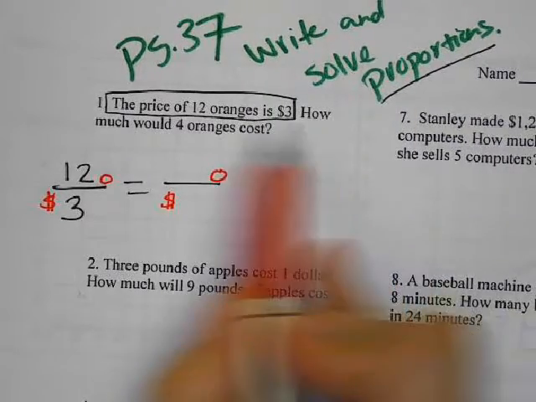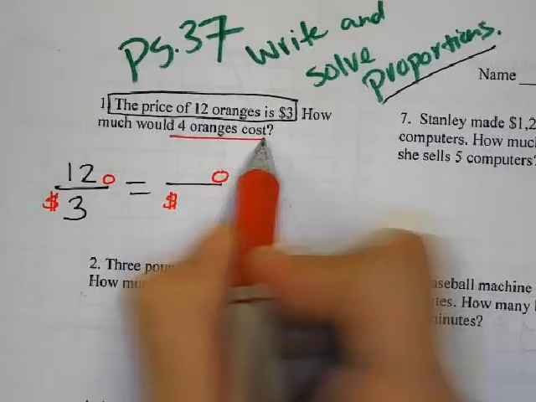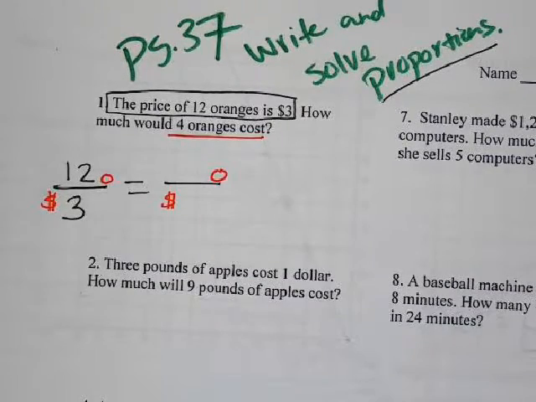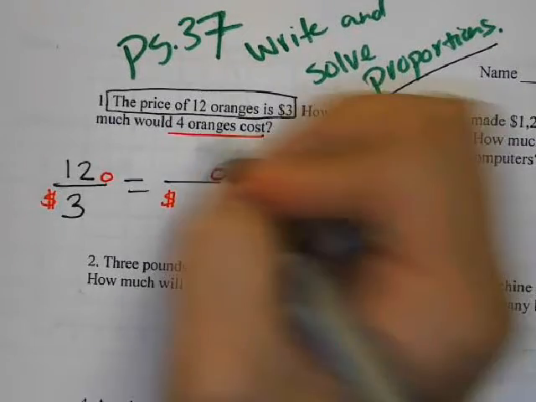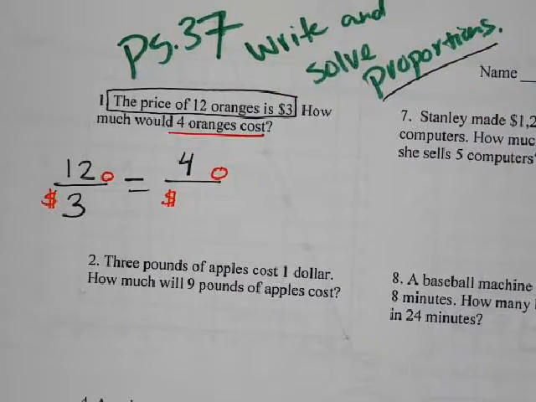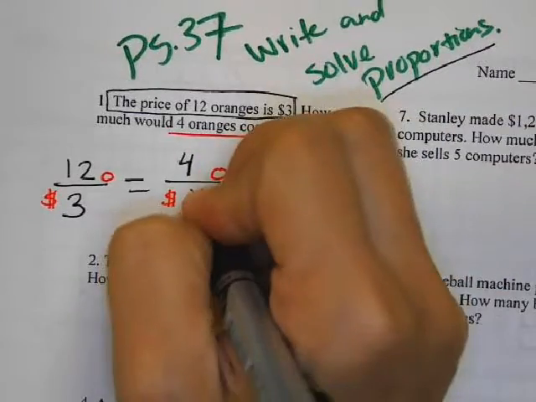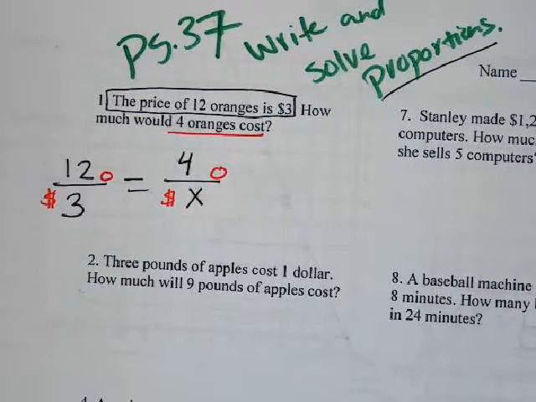So read the second sentence. How much would 4 oranges cost? So where does the 4 go? Top or bottom? Top, because it's about oranges. Now we're going to put an X there because we don't know how much money that is. Now there's two ways to solve it. Either the shortcut or the long way. Okay, go ahead and solve it.